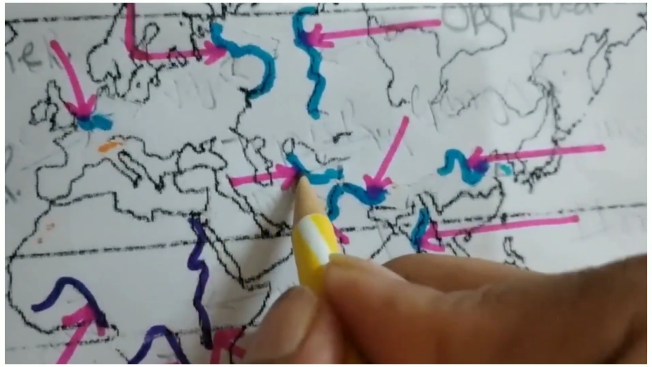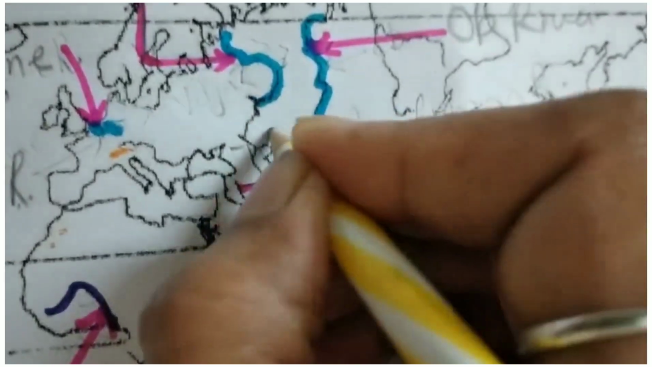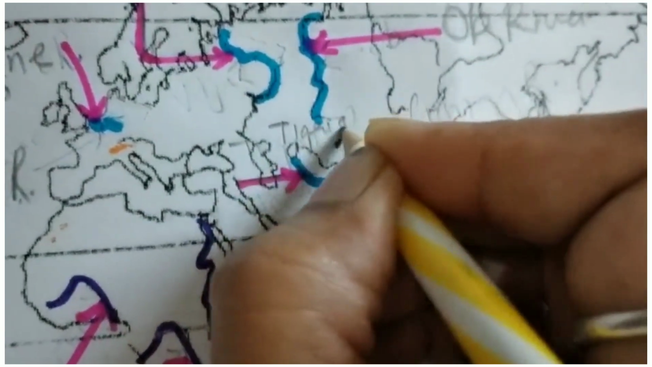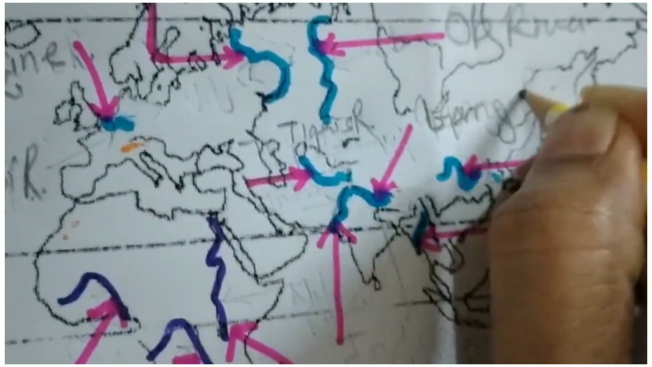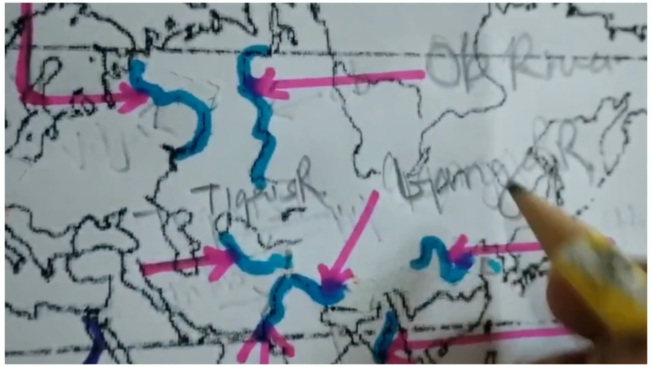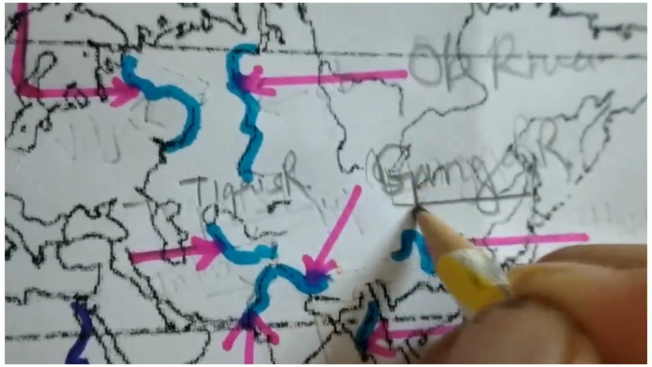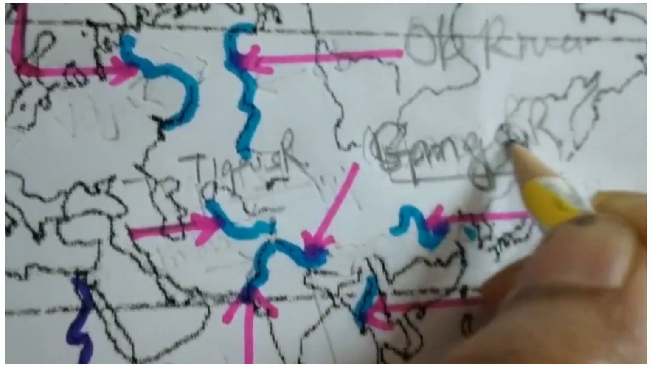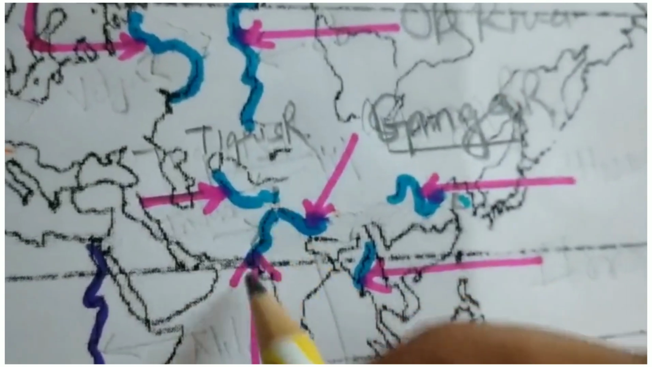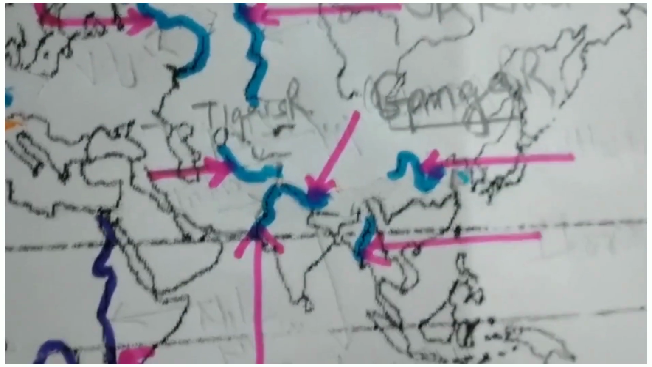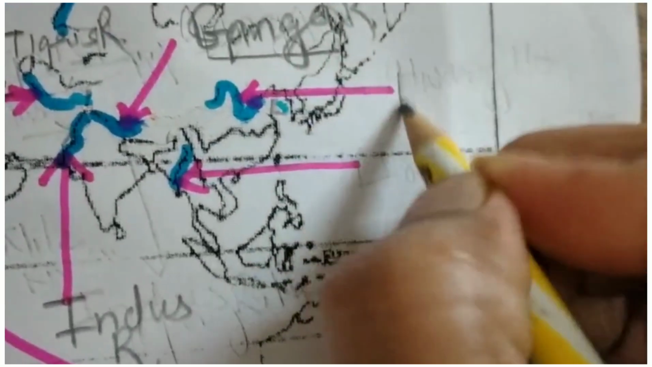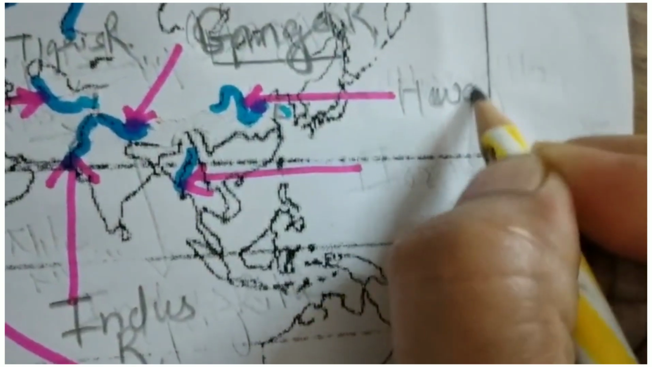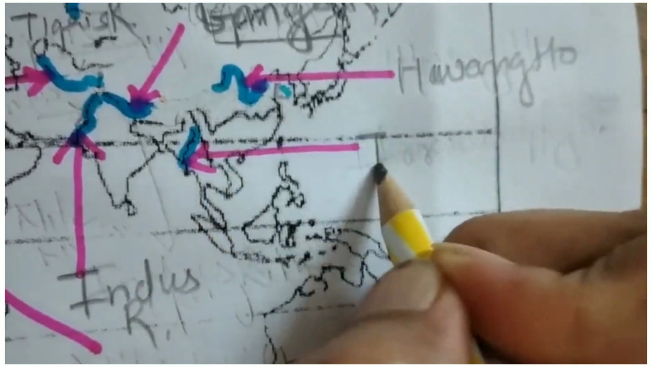Now this small one is the Tigris River. This one is the Ganga River. This one is the Indus River. This is the Hwang Ho River. This is the Irrawaddy River.